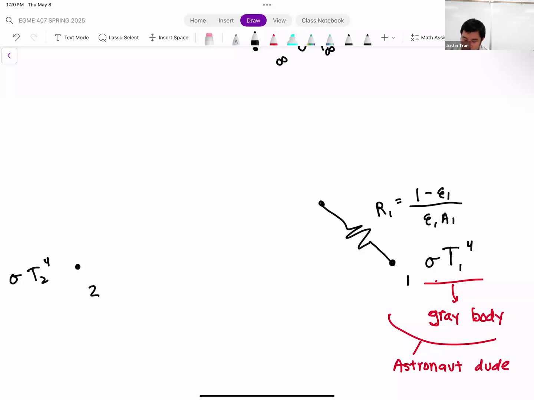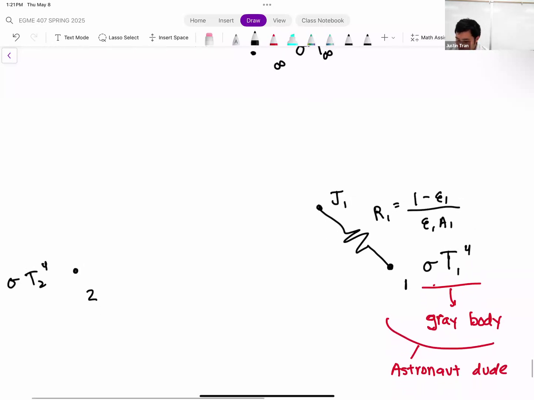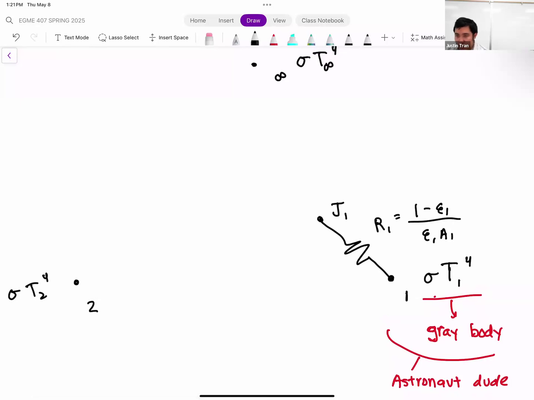Because remember, the cylinder is a black body, so we don't need to do this. So we have J1 for that astronaut. For all the other objects here, all other objects are black bodies, and so we don't need to draw a gray body resistance. Well, you can. It's just the gray body resistance is just going to be 0. All right, and then from here, what you're going to need to do is connect all the nodes to each other. And so that represents all the different ways that radiation can go.